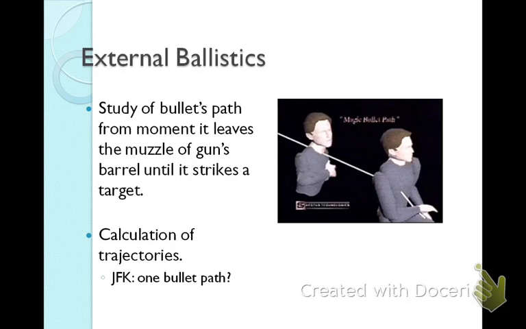We saw this in the video also about JFK. How did this bullet, this what they call the magic bullet, go through and turn and do all that craziness?